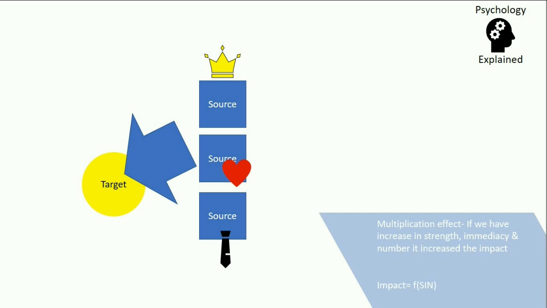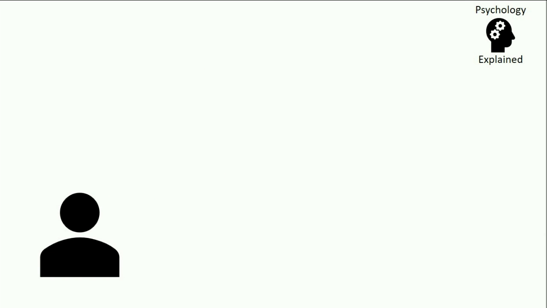The multiplication effect: if we increase the strength, immediacy, and number, it increases the impact. This is often written as the impact will be a function of strength times immediacy times number. Let's look at a real world example. Let's say someone you know has rung you up to ask for a favour. They have low strength because they're just somebody you know. They have a low immediacy because they're over the phone, and they've got low number because they're by themselves. So they have very little impact.